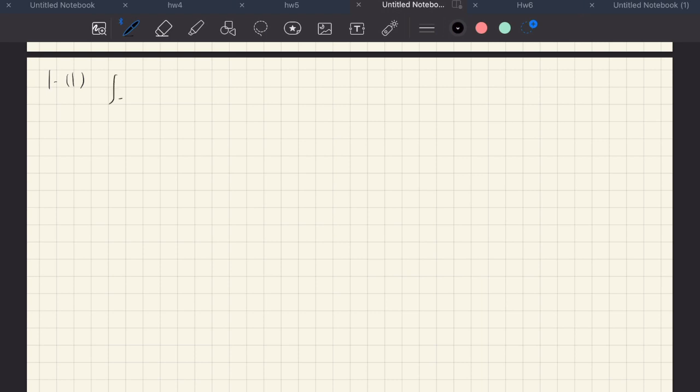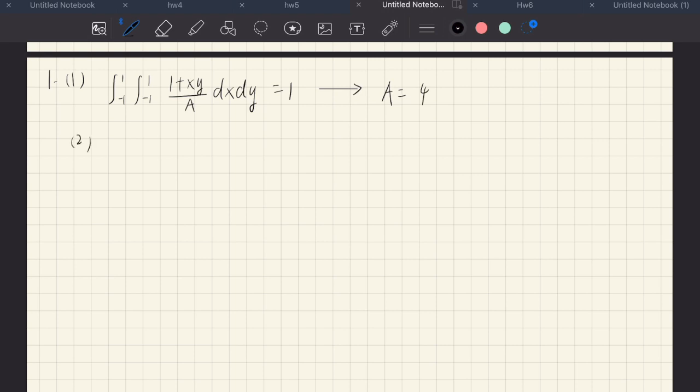Like the integral from -1 to 1, -1 to 1 of (1 plus xy) over a with respect to x and y. This should be 1, and we can easily see this is an odd function. So we can easily see that a should be equal to 4.